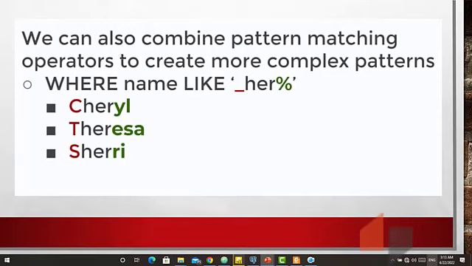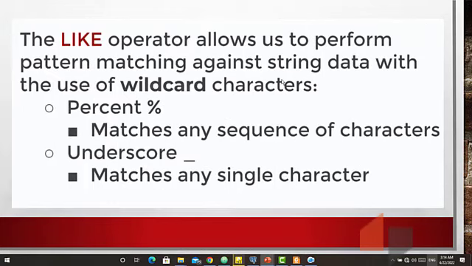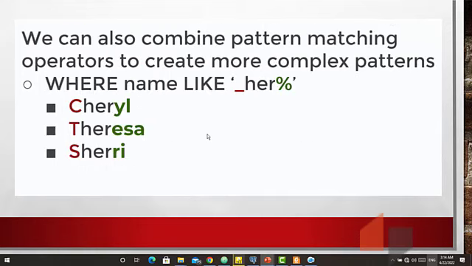Now let's take, for example, this name LIKE '_HER%'. Basically, what it's telling us is that we want to query this information from our name column, where the first character can be anything, followed by HER, and then followed by anything else. The underscore here matches a single character, and the percent sign, as we said initially, matches any sequence of characters.